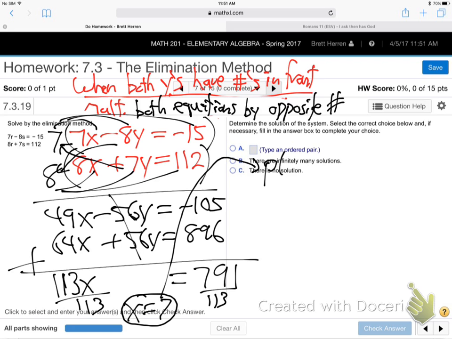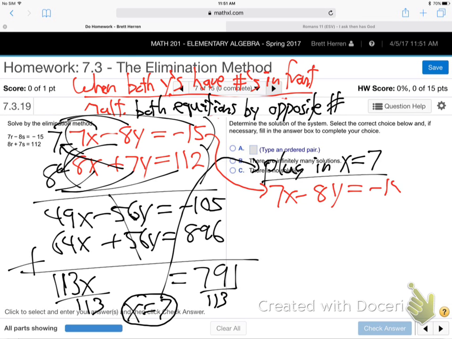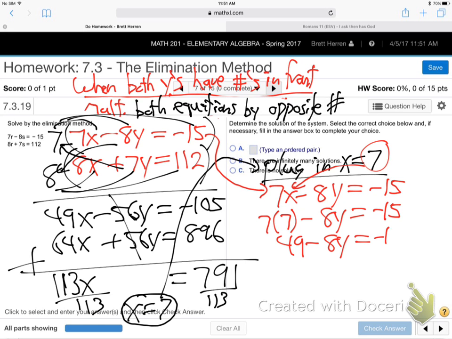Okay, come on up here. Now plug in. X is 7. Where do we plug in? Either one. Anywhere you feel like plugging in. Literally anywhere. So I'm just going to grab the easiest thing. What looks easiest? Probably this top one right here before I messed with it. And plug in 7. What's that? 49 minus 8y.